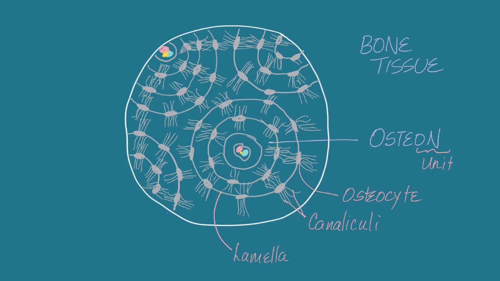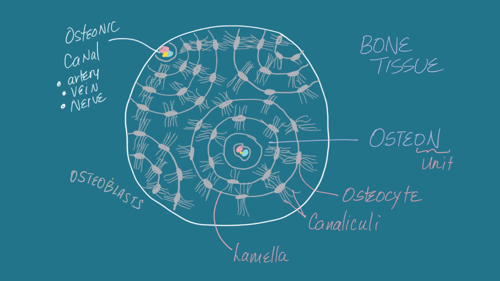The lamella is the concentric circle on which the osteocytes are arranged. The most important part of the osteon is the central canal called the osteonic canal. The osteonic canal contains the artery, vein, and nerve that supply the bone tissue. Lining each osteonic canal are the osteoblasts. And the function of osteoblasts is to make bone matrix.